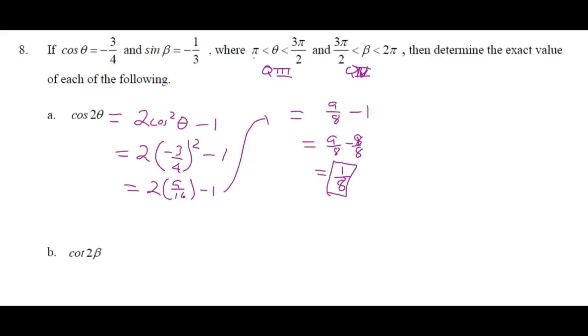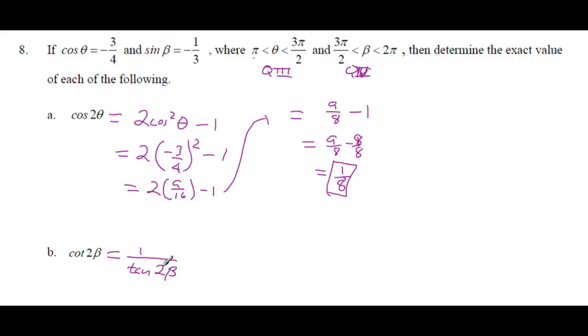The cotan of 2 beta. Okay, so the cotan. Well, the cotan is 1 over tangent. So it's 1 over the tan of 2 beta.